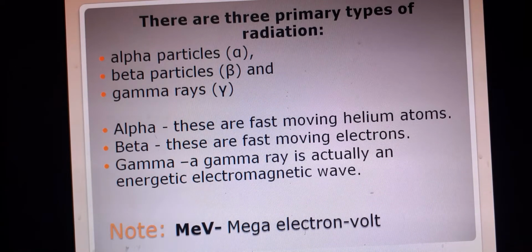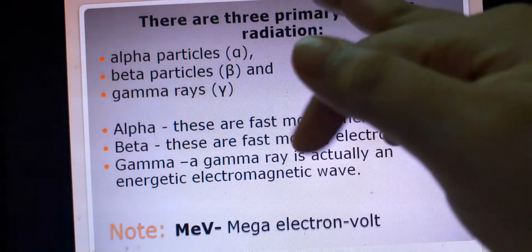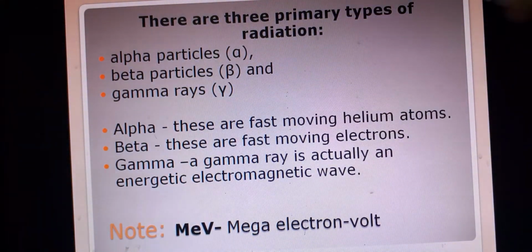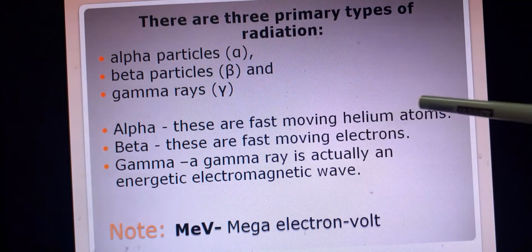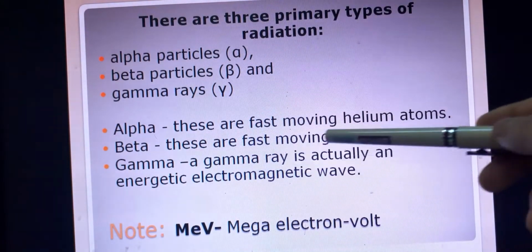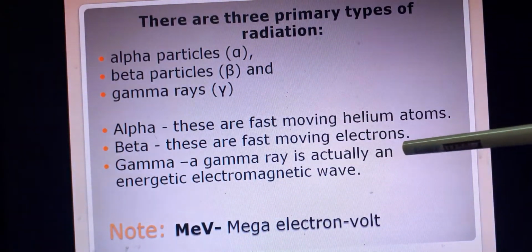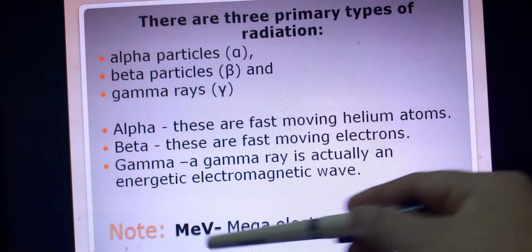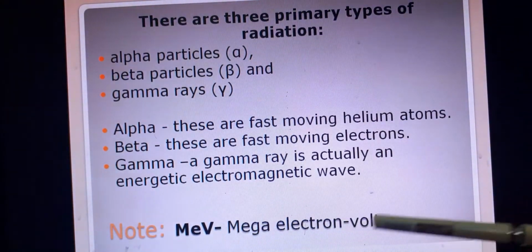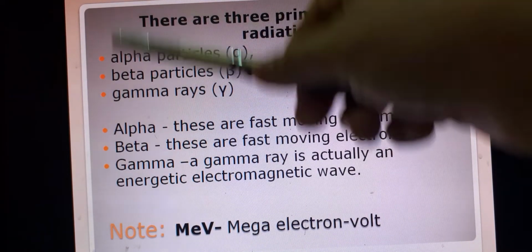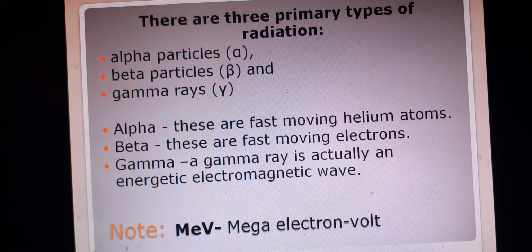Now we know that due to the radioactivity property, three types of radiation occur: alpha particle, beta particle and gamma rays. Alpha particles are fast moving helium nuclei, beta particles are fast moving electrons, and gamma is an energetic electromagnetic wave, and this energy is calculated in mega electron volt units. So we are getting clear information about radioactivity.